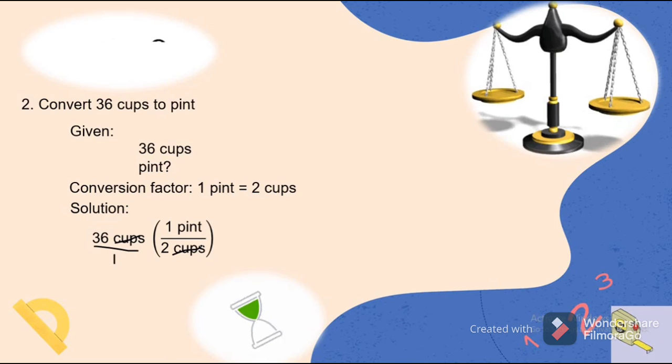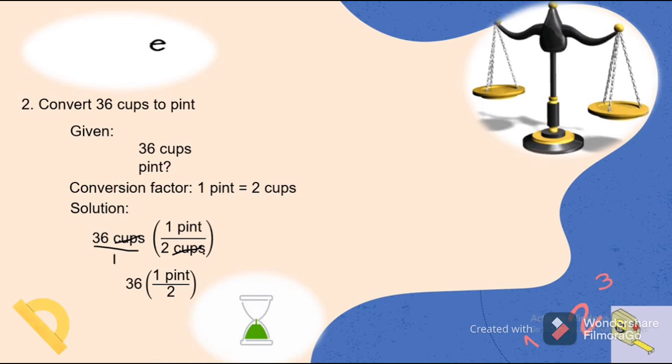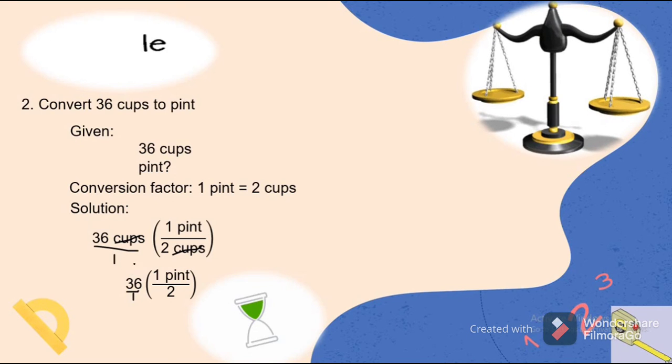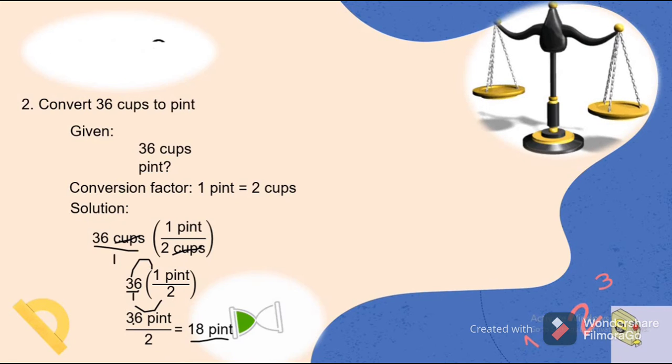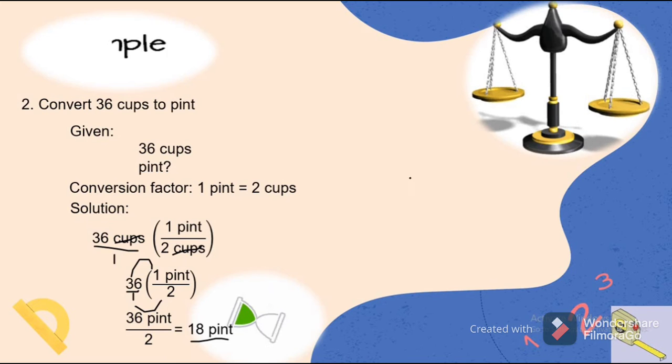So we have 36 over 1 multiplied by a fraction. So 36 times 1 is equal to 36 and 1 times 2 is equal to 2. Then divide. 36 divided by 2 is equal to 18 pints. So therefore, 36 cups has the same capacity as 18 pints.